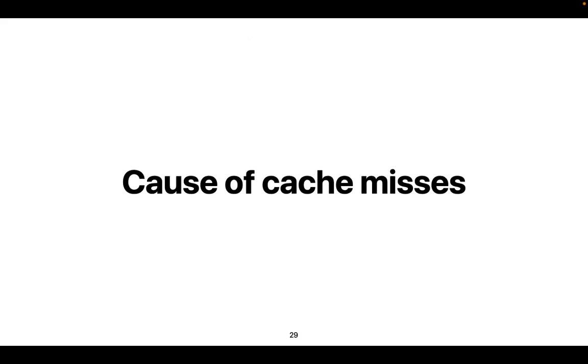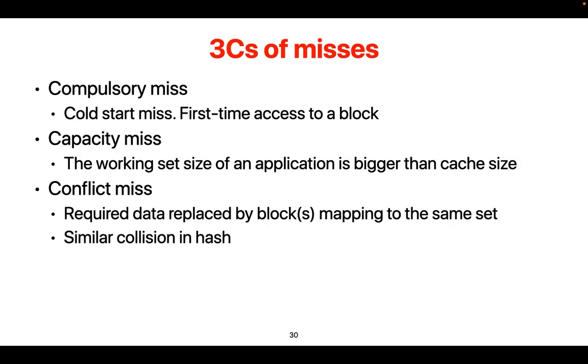All right, we talked about cache misses, but why do we have cache misses? There are 3 types of cache misses. The first one is called compulsory miss.